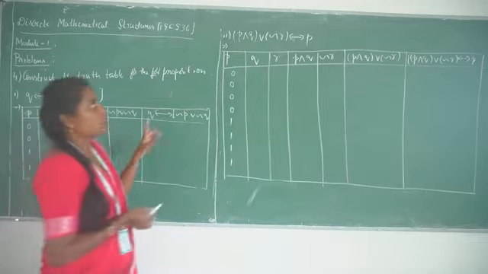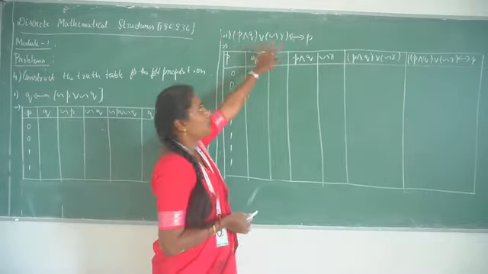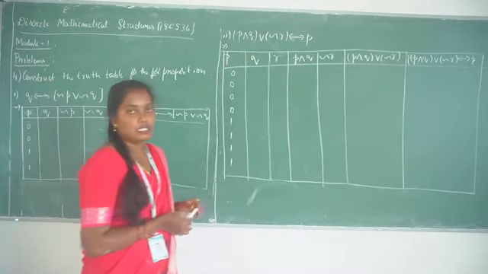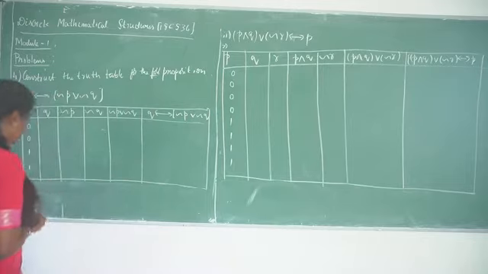In the second one, there are three propositions P, Q and R. Again, it is a composite proposition. We have to construct the truth table. So let us take the first one.